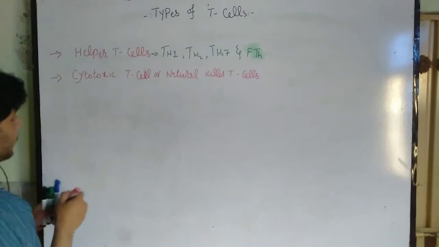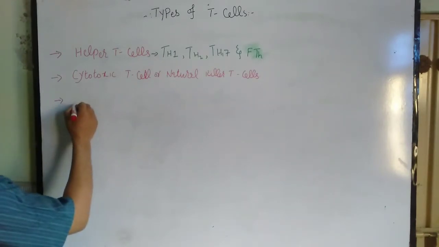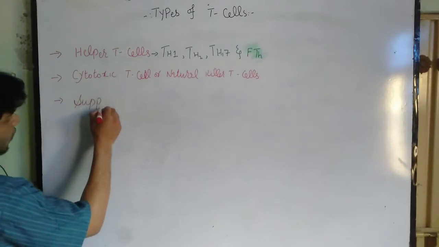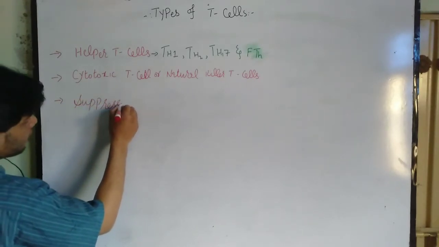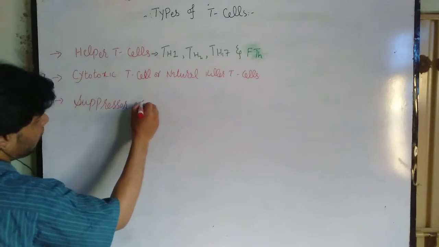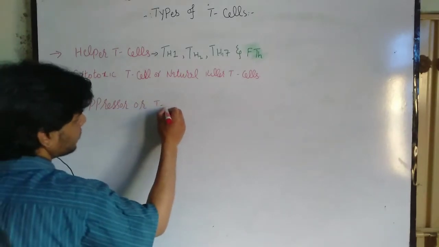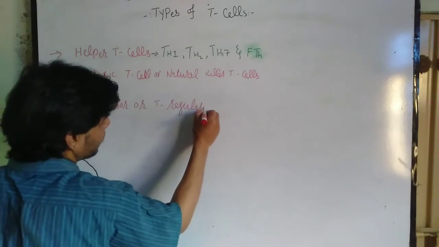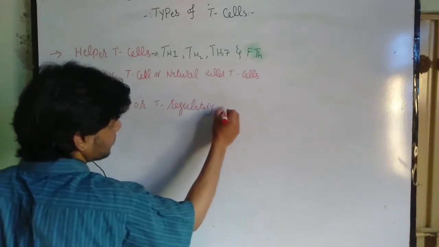Now then we have another type of T cell. We call that suppressor or T regulatory cells.